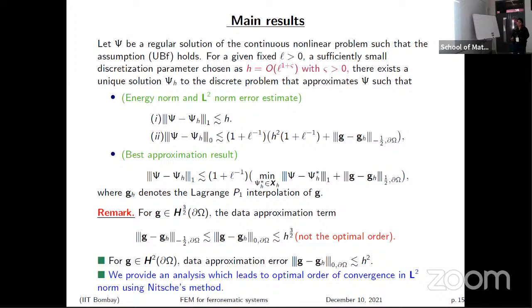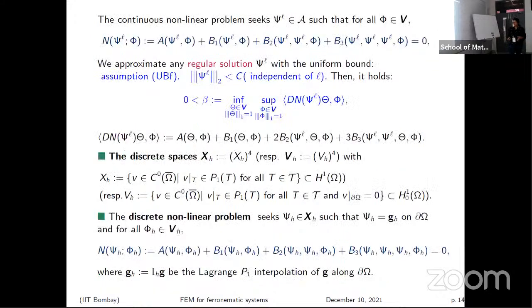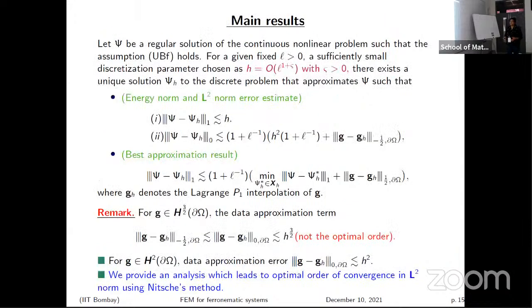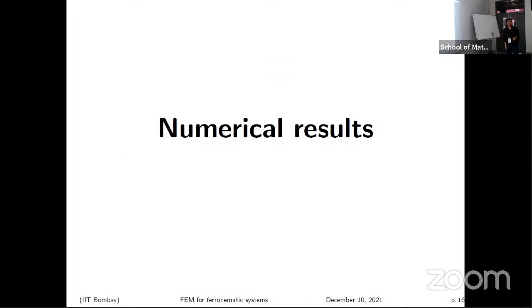So for that, to improve this result, we have used Nitsche's method, and we get optimal convergence rates in the L2 norm error as well. So the main difference between Nitsche's method and conforming FEM is that in conforming FEM, this boundary data approximation condition is imposed in the finite element space, whereas in Nitsche's method, the non-homogeneous Dirichlet boundary data is penalized in the discrete system. So next we proceed to the numerical results.